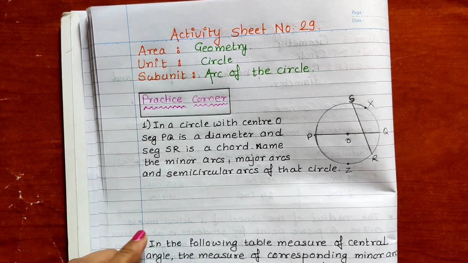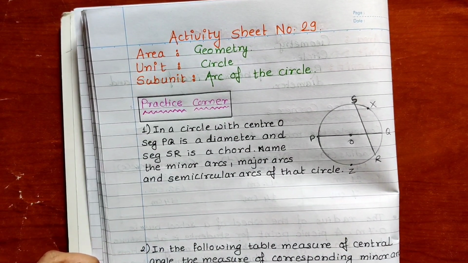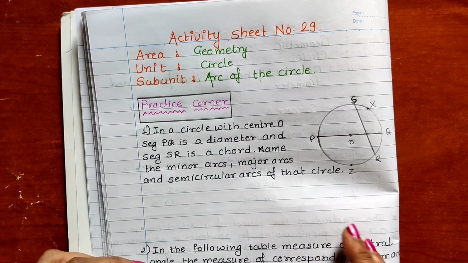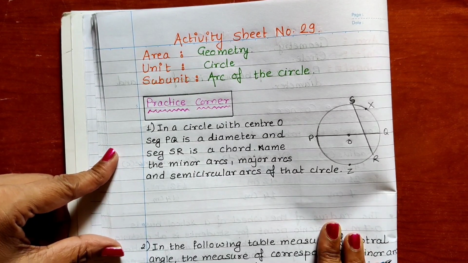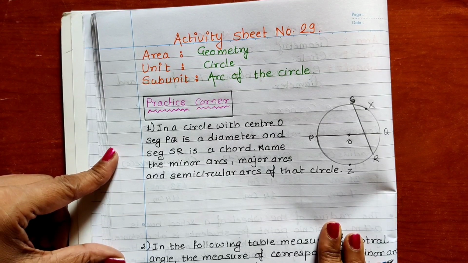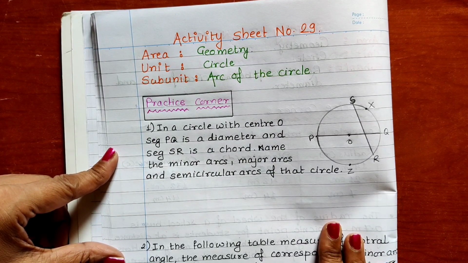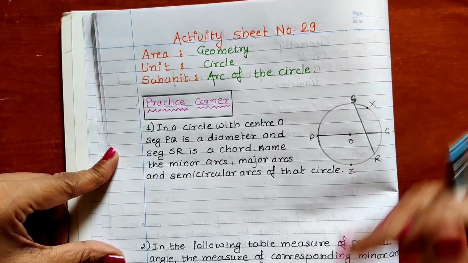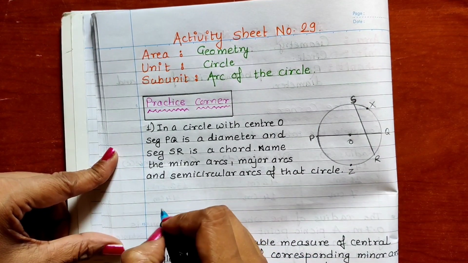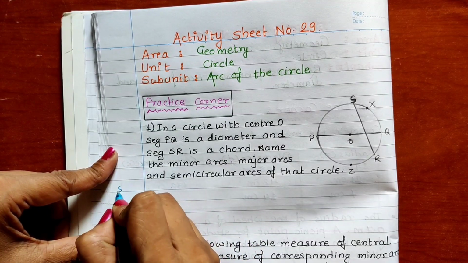So let us write. We all know minor arc means smaller arc, which is smaller than a semicircle. Major arcs means what? Bigger arcs which are greater than a semicircle, and semicircular arcs are the arcs which are divided due to the diameter into two equal parts. So let us first write the minor arcs.